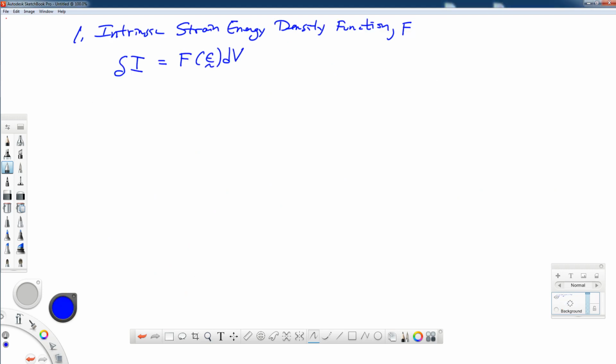Now at this point we're going to get a little bit more into the mathematics that describe what happens and how we can model what goes on in elastic material behavior. We're going to start with something called an intrinsic strain energy density function, F. Alright, let's break that down a little bit. Intrinsic means something associated with the material. A different material may have a different intrinsic strain energy density function. We've talked about energy density. Okay, it's a work per volume.